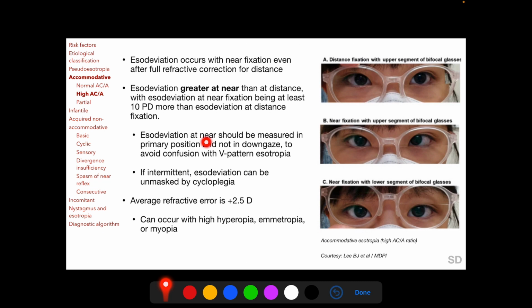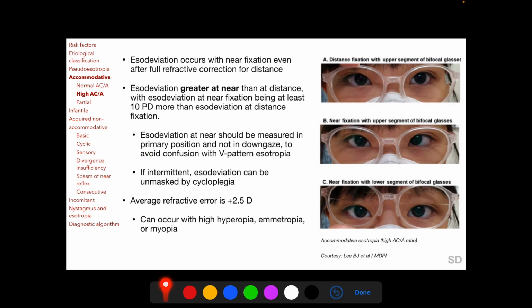Also, esodeviation at near should be measured in primary position and not in down gaze, which is the usual reading position, because esodeviation in down gaze also occurs in V pattern esotropia, which we might confuse with high AC by A ratio accommodative esotropia if we measured esodeviation at near in down gaze instead of the primary position.